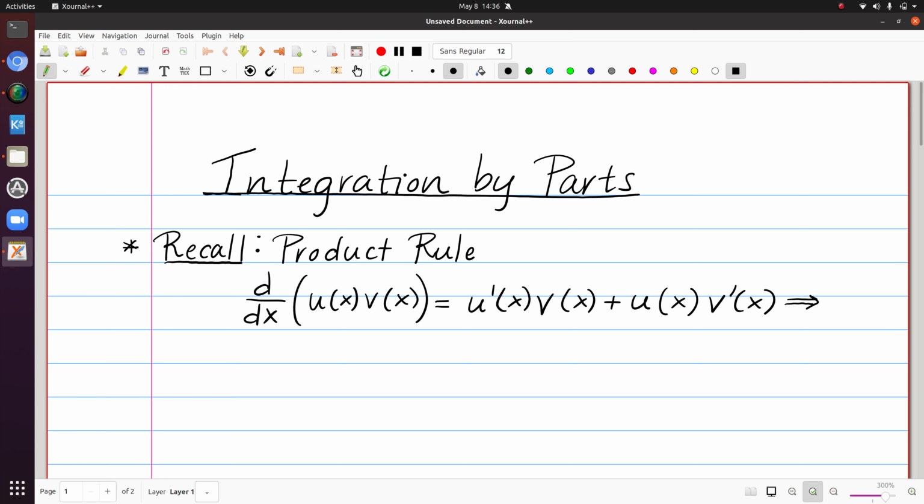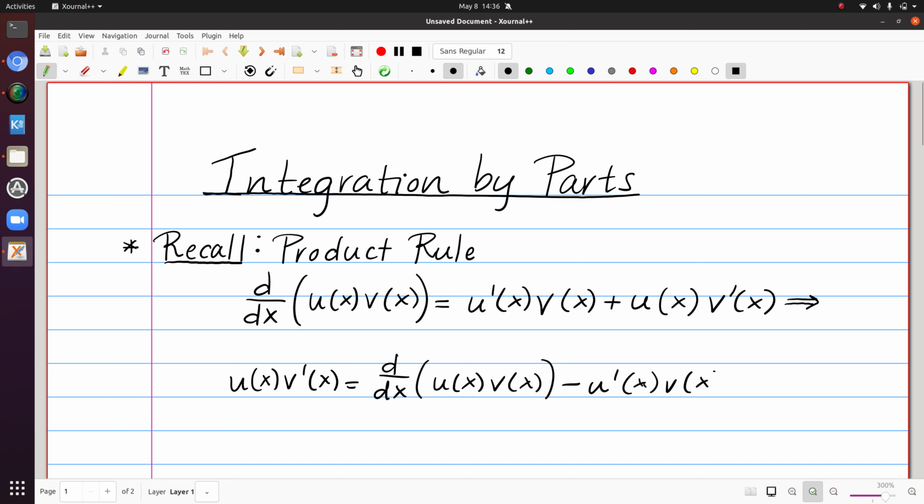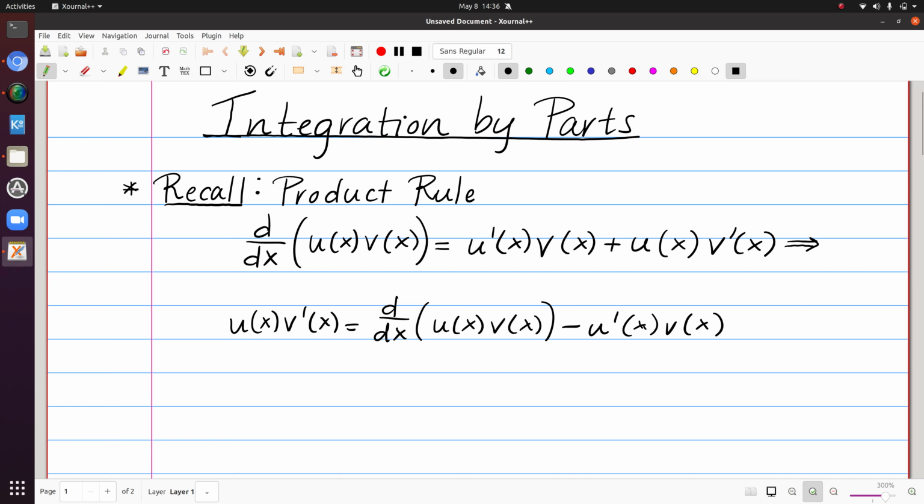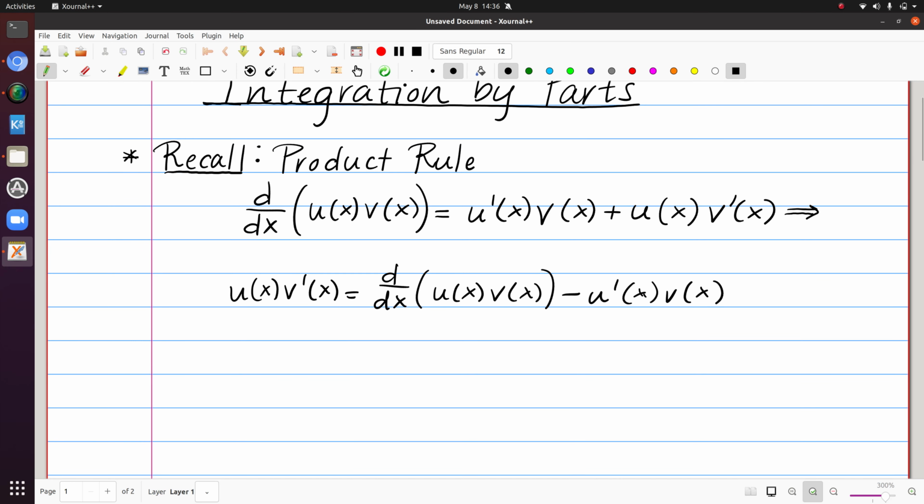So one thing I'm going to do here is use this, first of all, to reorder. In particular, if we're starting with this equation, one thing we can do is isolate u of x times v prime of x. U of x times v prime of x must be equal to the derivative of u of x times v of x minus u prime of x v of x. So all I did there is just subtract u prime v to the left-hand side. And of course, I've swapped left and right-hand side because I do want to focus on the left-hand side. So reordering the product rule, we get this.